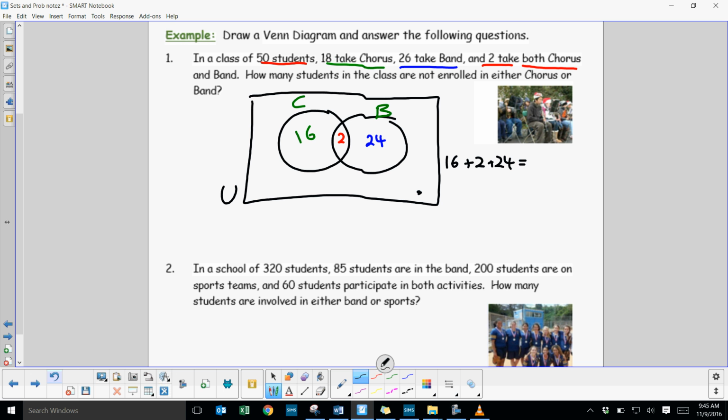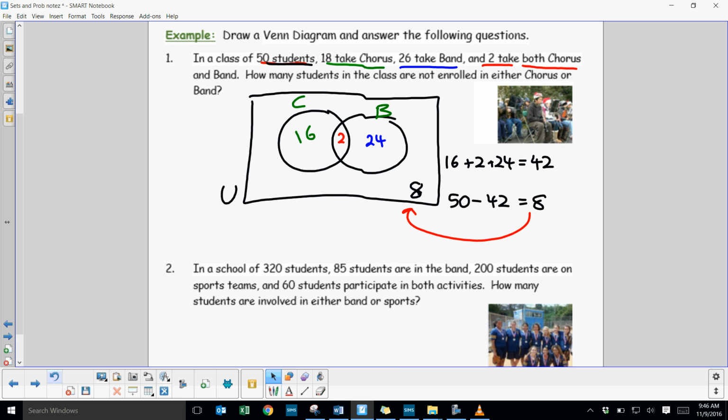Try to think, 16 plus 2 is 18. 18 plus 20, this is how you can do it in your head quickly, is 38, and 38 plus 4 is 42. So the number that study neither will be the total number of students, which is 50, minus 42 equals 8. So this number out here is 8. You could put it here or here, it doesn't matter, so long as it's on the outside somewhere. So I'm just going to put a little arrow. I look back and remember how I got that number 8. So the answer is 8.